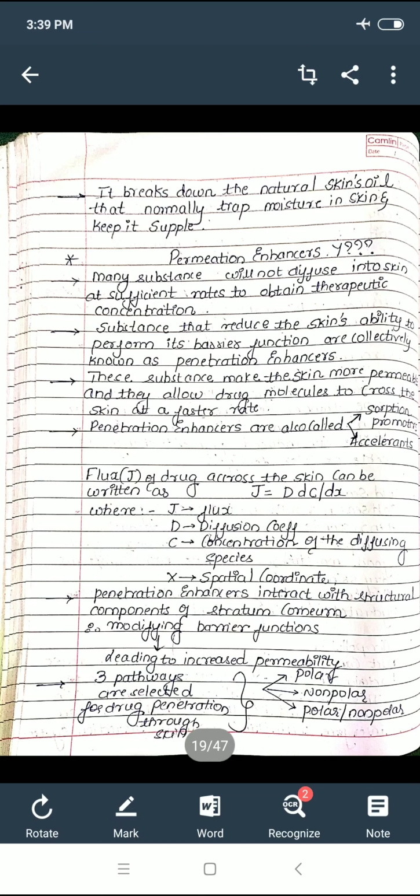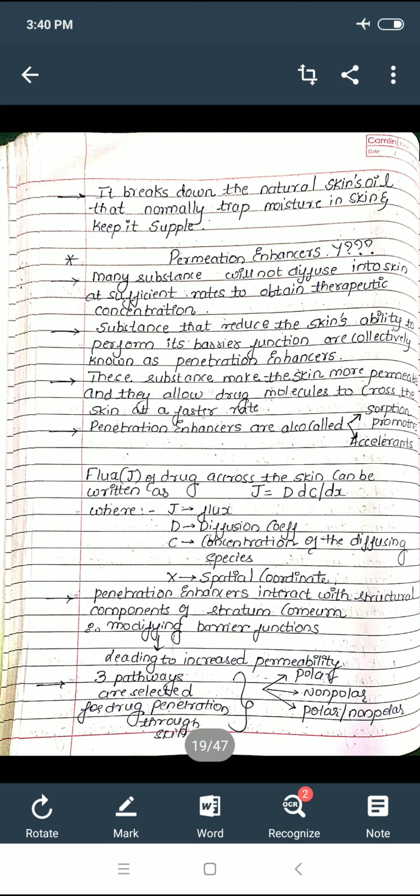Coming to the equation, J is equal to D into dC divided by dx. Here the flux J of a drug across the skin can be written in this form, where J is flux, D is a diffusion coefficient, C is a concentration of a diffusing species, x is a spatial coordinate. Penetration enhancers interact with the structural components of the stratum corneum, therefore modifying the barrier function, thereby leading to an increased permeability.